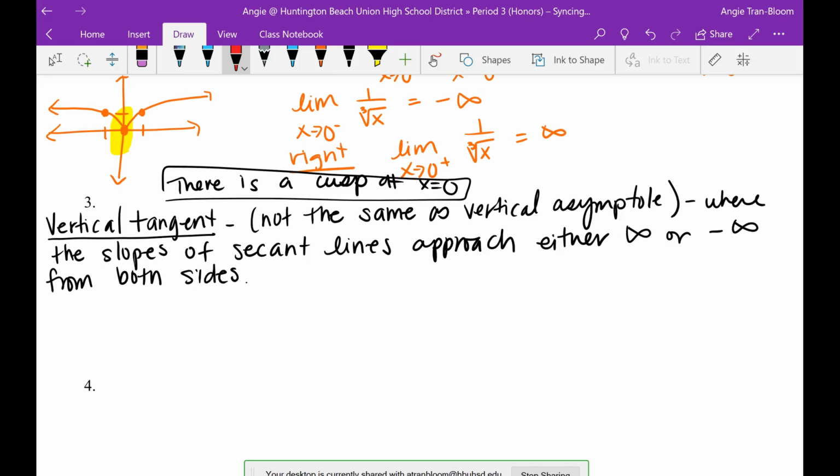In algebra 1, if you have a vertical line, what kind of slope is that? Yeah, the slope is undefined. Remember this? Same thing. Infinity is really, does it exist? No, not really. So that's why.